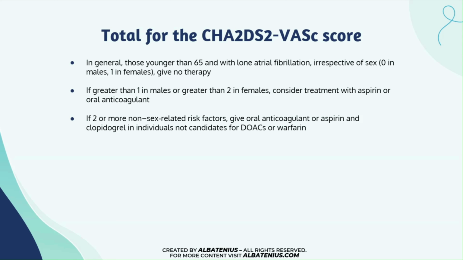If the CHA2DS2-VASc score is more than 1 in males or more than 2 in females, we will consider treatment with aspirin or oral anticoagulant. If the score is 2 or more, either in female or in male, we will give oral anticoagulant, or dual antiplatelet therapy in patients who are not candidates for direct oral anticoagulants or warfarin.